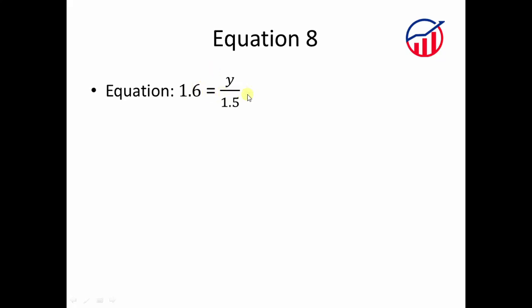1.6 is equals to y upon 1.5. So the solution is what? Y is 1.6 into 1.5. So y is 2.4. Then equation 9 over here.